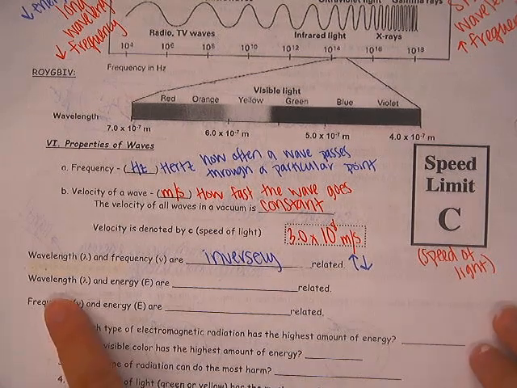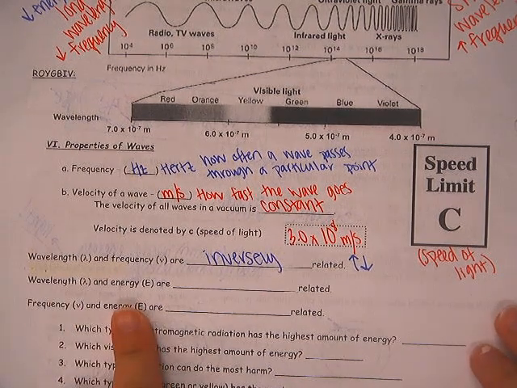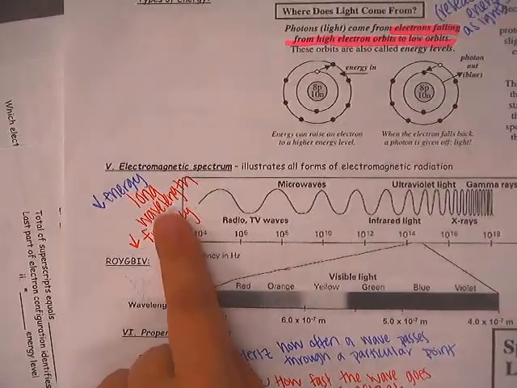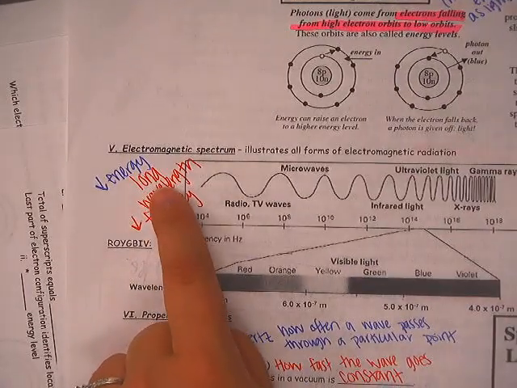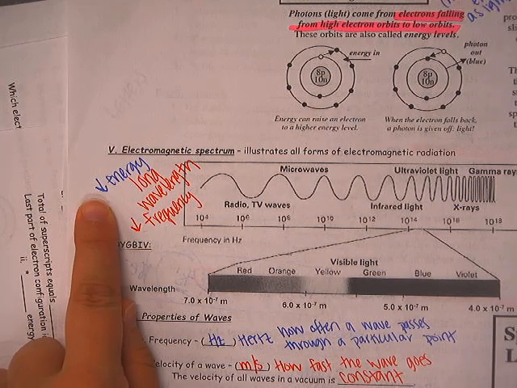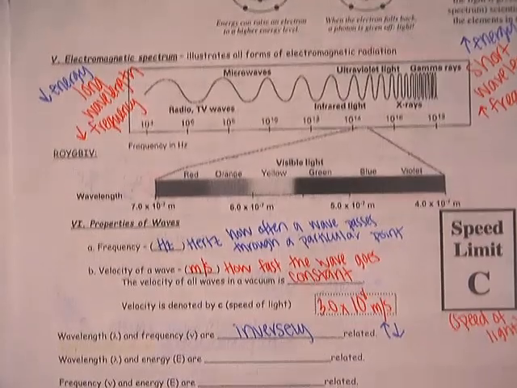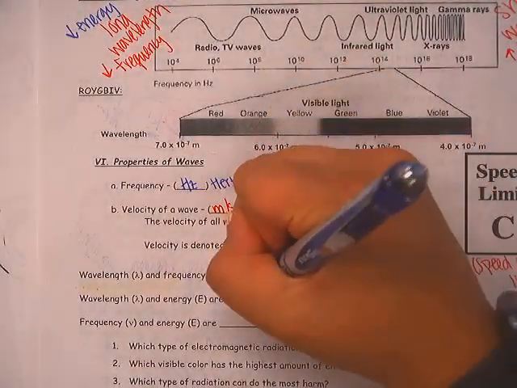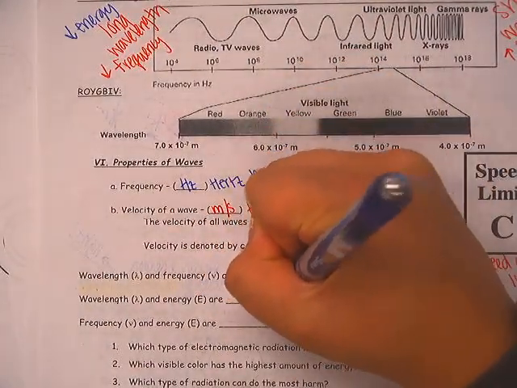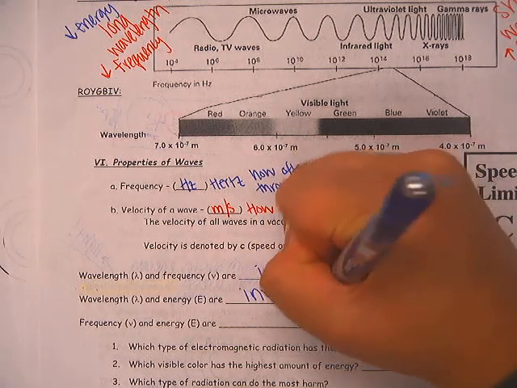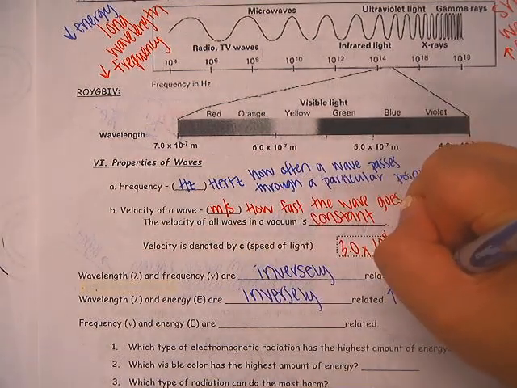In terms of wavelength and energy, if I have a long wavelength, do I have high or low energy? Low energy. Just like if I have high energy, I have a short wavelength. So this is also inversely related. So as one goes up, the other goes down.